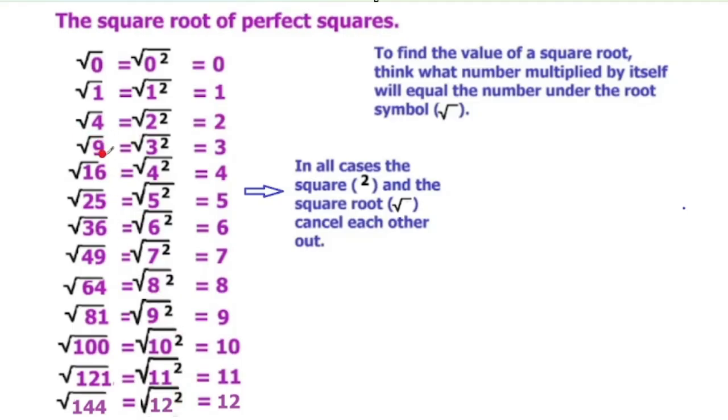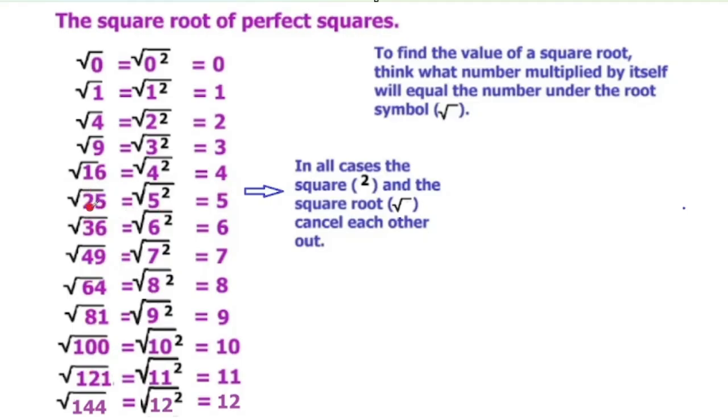So the two numbers that multiply together to give you 9 are 3. So the square root of 9 is 3. The two numbers that multiply together to give you 16 are 4. 4 times 4. So the square root of 16 is 4. And you will be able to recognize these as you keep going.